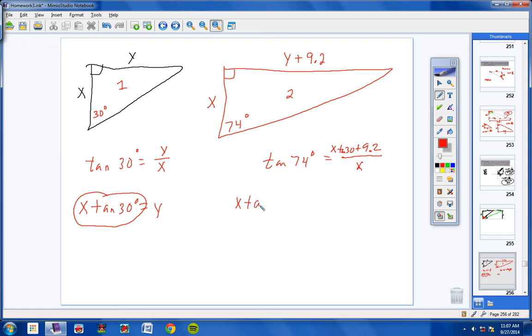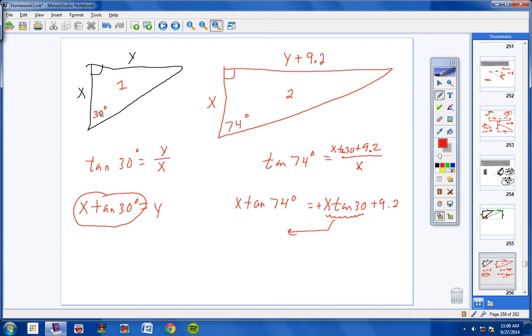So if I multiply the left side by x, I get x tangent 74 degrees. If I multiply the right side by x, my denominator would cancel with x. I'm left with x tangent 30 plus 9.2. Now you're solving for x, and so you want to get all of your x's on one side. So this is one whole term right here. That's one term. They're being multiplied, so bring it over. It's a positive x tangent of 30.